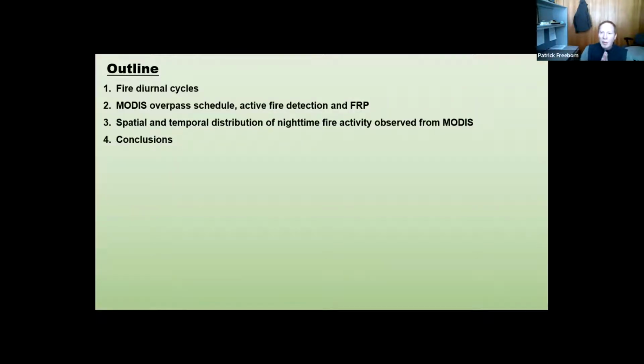So just to give you a heads up, I'll begin with a brief overview of fire diurnal cycles. I'll then give what I consider a lightning talk about MODIS with respect to wildfire applications. Just to define that acronym up front, MODIS is the Moderate Resolution Imaging Spectral Radiometer, and it's a pair of satellite sensors with active fire detection capabilities. In part 3, I'll present some results. I'll summarize where and when MODIS is most likely to detect nighttime fire activity, and also present some CONUS-wide trends.